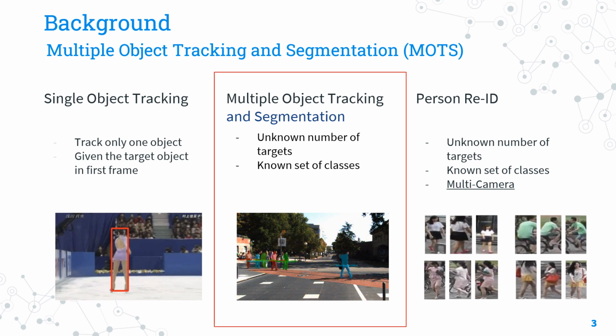Unlike the setting in single object tracking and the person re-ID task, the input of the MOTS has an unknown number of targets and a known set of classes.